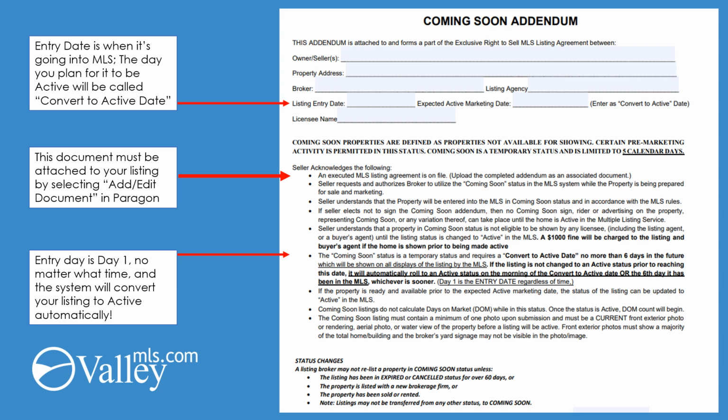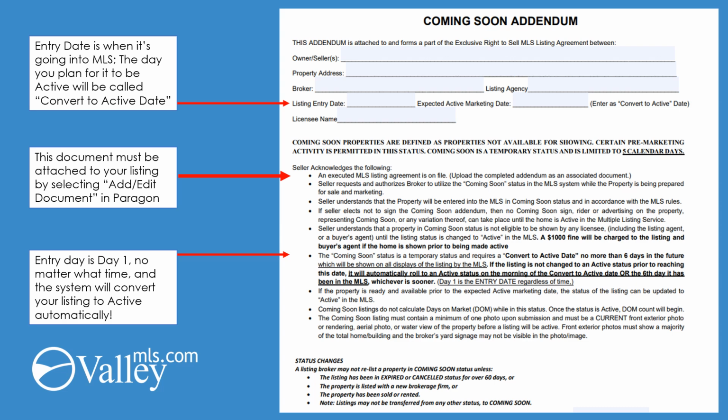Okay. Moving on down, you'll see in bold letters that coming soon properties are defined as properties not available for showing. Certain pre-marketing activity is permitted in this status. Coming soon is a temporary status and is limited to 5 calendar days. So, seller acknowledges the following, and the first red arrow points out to the left that this document must be attached to your listing by uploading it and selecting the Add Edit document into Paragon.